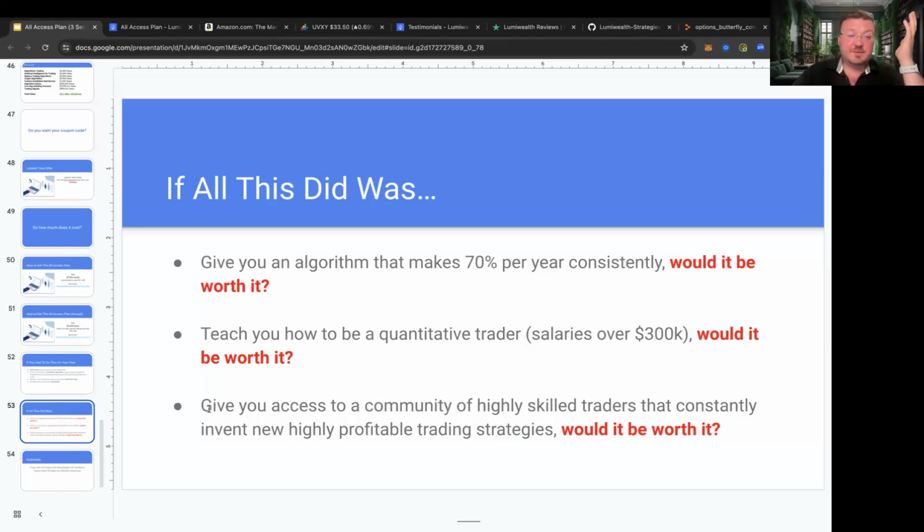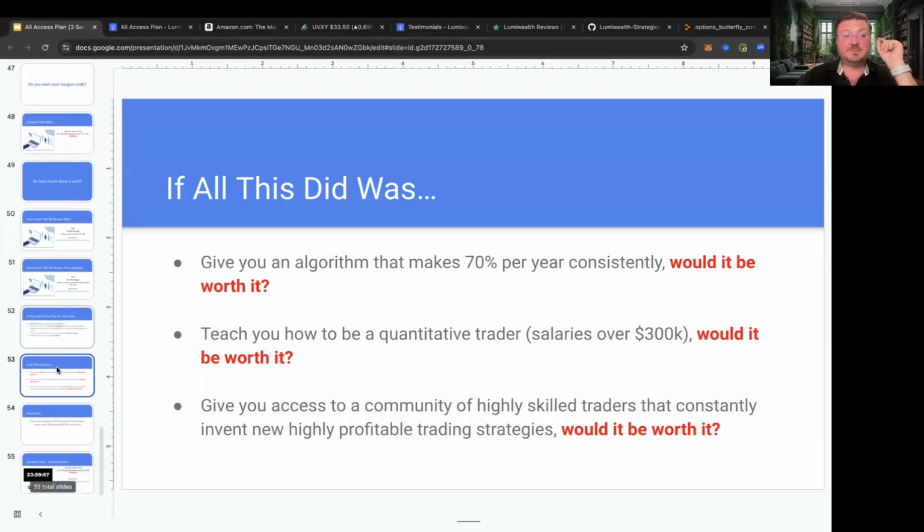Or, a different way: if you can get access to a community of highly skilled traders that are constantly inventing new and highly profitable trading strategies, like the ones you saw, that martingale, iron condor, or the butterfly, or the UVXY strategy, or all these other AI strategies that we're building, if all you had was access to that, would this be worth it? I know a lot of other places on the internet that are charging more per month just to be part of their community. So if that's all you got, would this be worth it? And you get all of this plus a lot more as part of the all access plan.